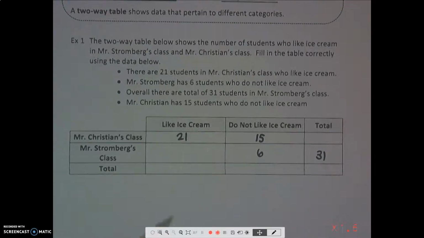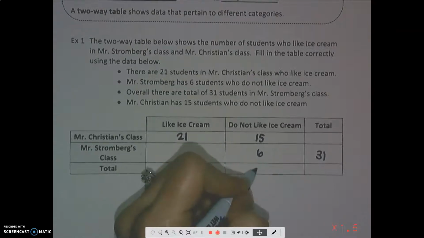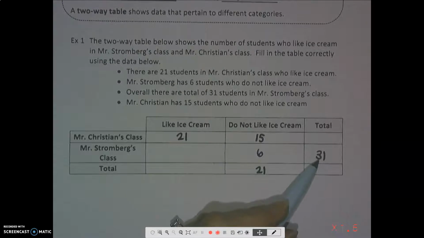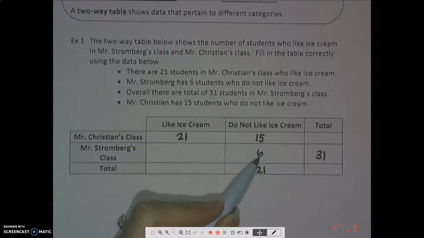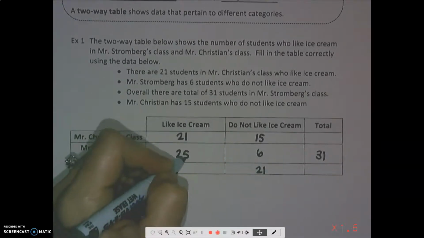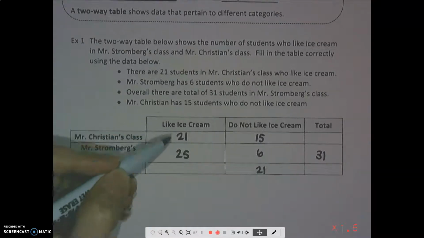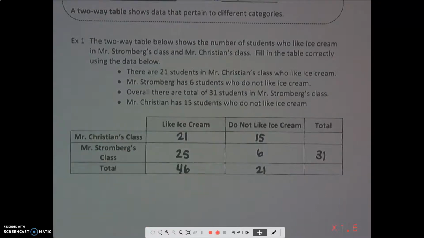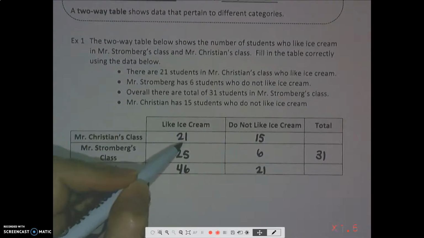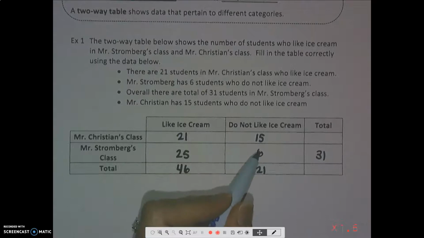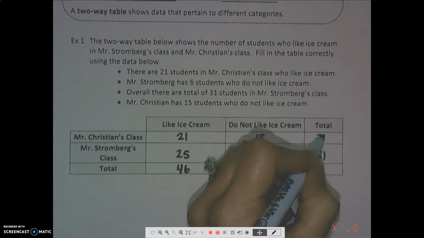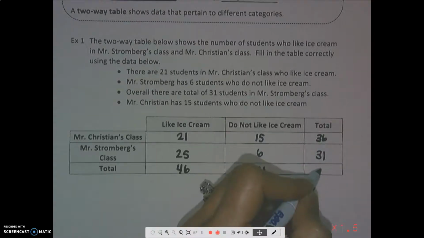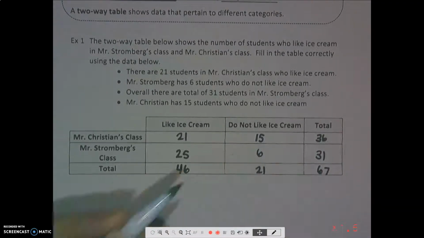These do give us totals. So 15 plus 6 would give us a total of 21. If there's a total of 31 in Mr. Stromberg's class and 6 don't like ice cream, that means that 25 of them like ice cream. The like ice cream we can add together to get 46 students that like ice cream. 21 and 15, those add together to give us 36. And 36 and 31 from the 2 different classes is going to give us 67 total.